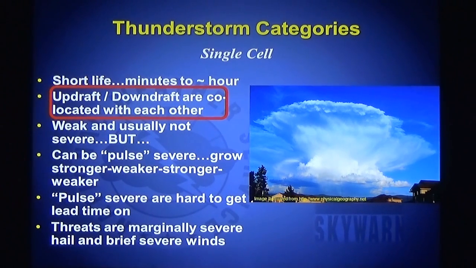In other words, it grows stronger and then it weakens, grows stronger again, and then it weakens. Kind of like when you take your pulse and feel that thump, thump, thump, getting stronger and then weakening.